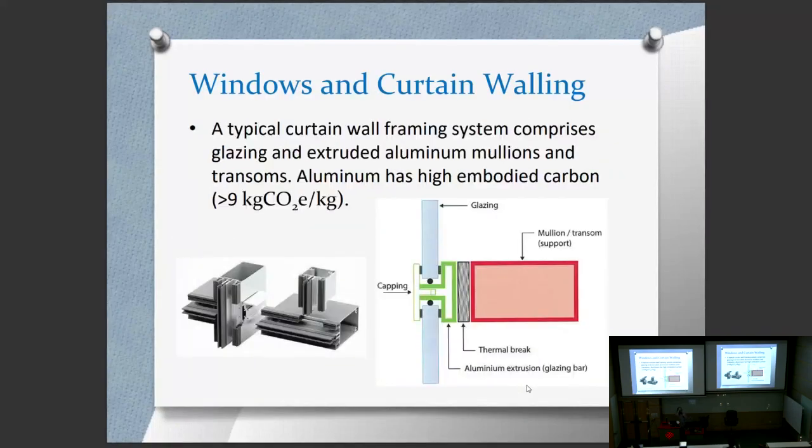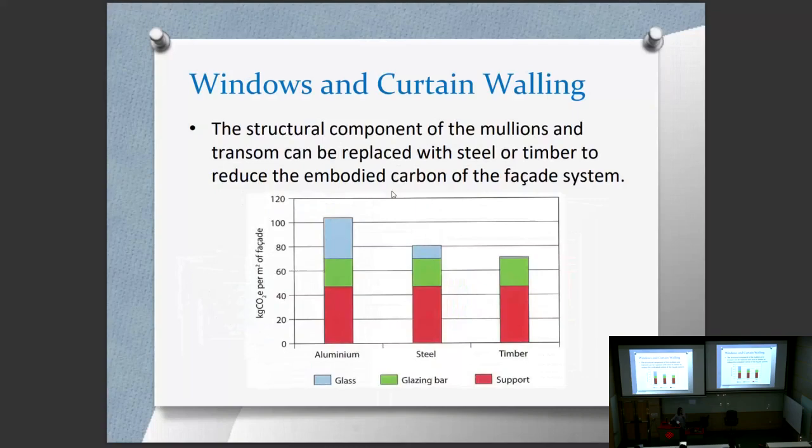A typical curtain wall framing system comprises glazing and the aluminum mullions, okay, and the transom, some structural elements for supporting the curtain wall. And these are usually made of aluminum, okay, and aluminum has high embodied carbon compared to steel. The structural components of the mullions and the transom can be replaced with steel or timber to reduce the embodied carbon of the facade system. So use steel and timber to replace the aluminum.